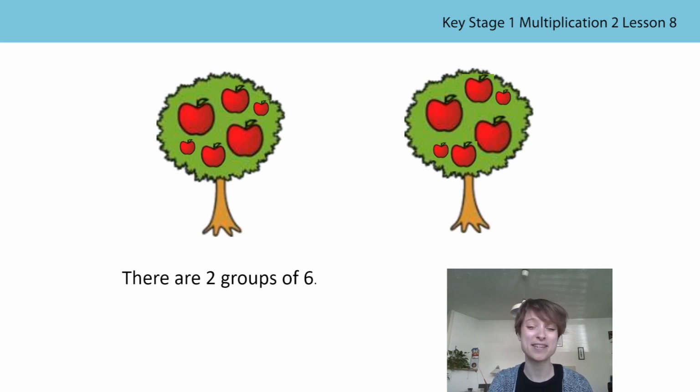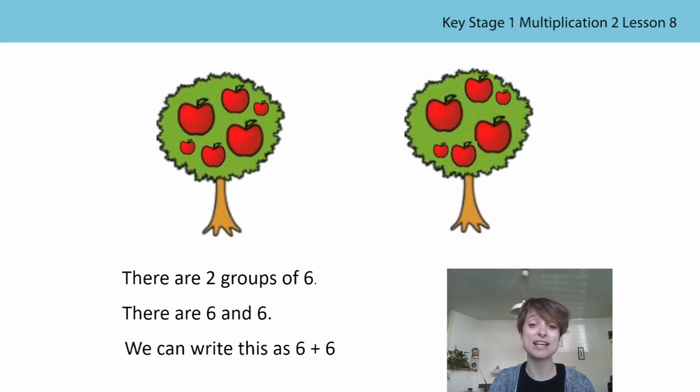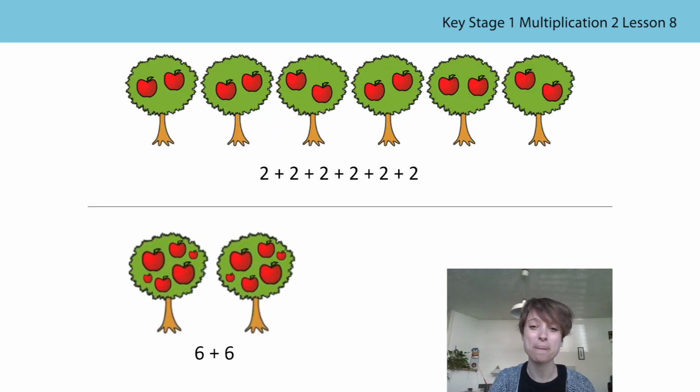Now, let's say a sentence or two to go with this picture. Let's say it together. There are 2 groups of 6. There are 6 and 6. We can write this as 6 plus 6. So that helps us to understand why the picture would look a little bit different to the first one. And now let's have a look at both of the pictures together with their repeated addition expressions. So here we can see that bottom picture, the 6 plus 6, is very different to that top picture, isn't it? And we need to be really clear on what the numbers within the repeated addition expressions represent to get it right.